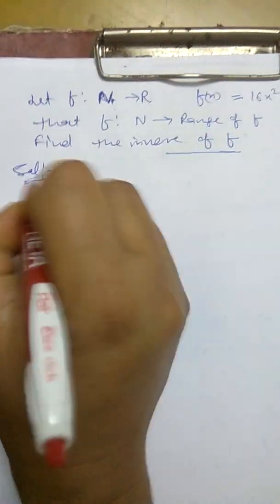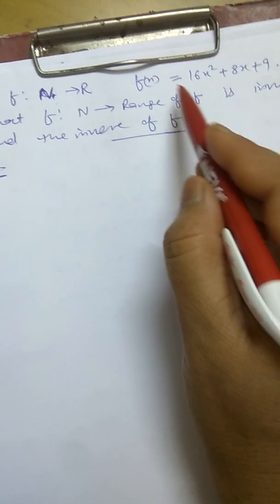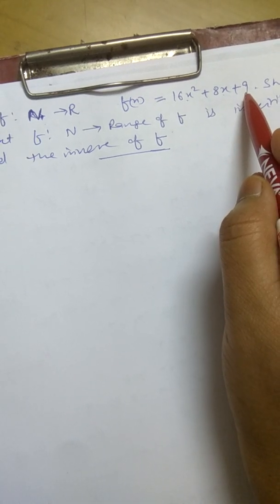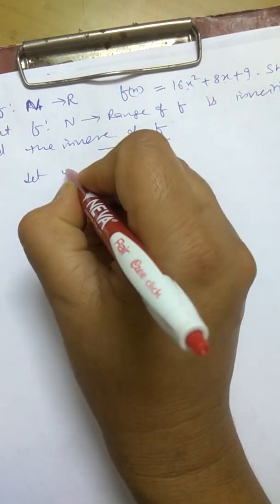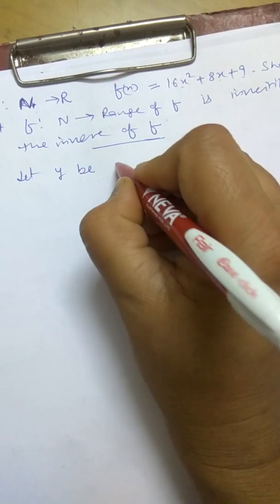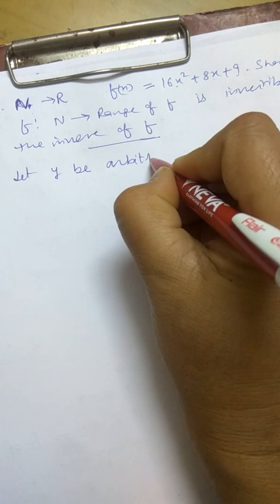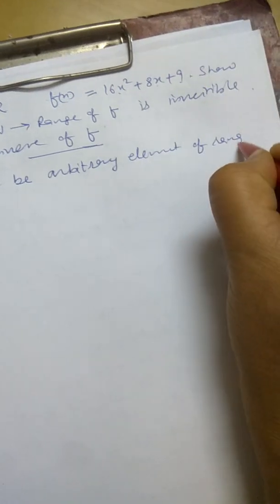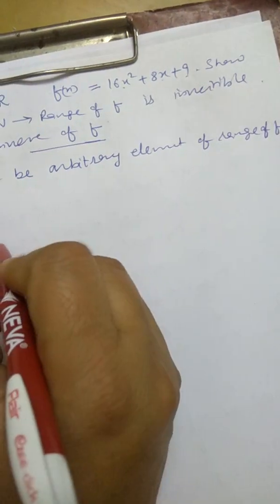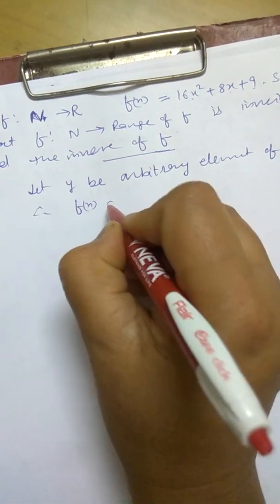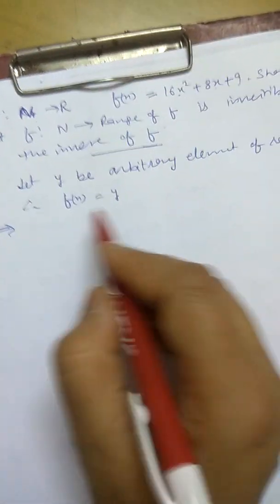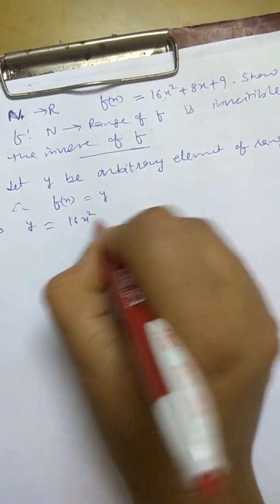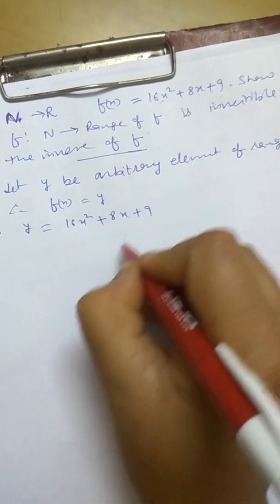Now we have the solution. Here f(x) is equal to 16x square plus 8x plus 9. We have to consider y to be an arbitrary element of the range of f. Therefore f(x) is equal to y. This implies y is equal to f(x), 16x square plus 8x plus 9.